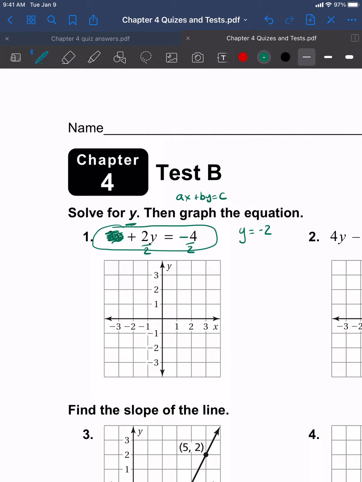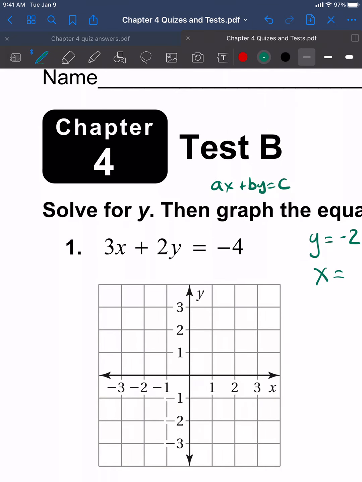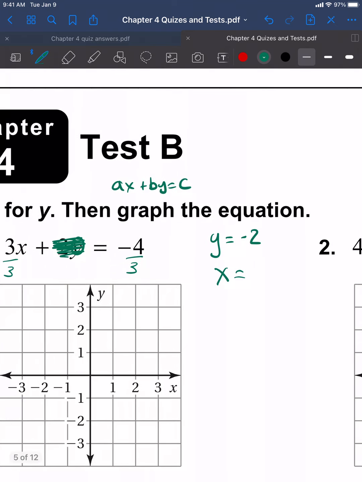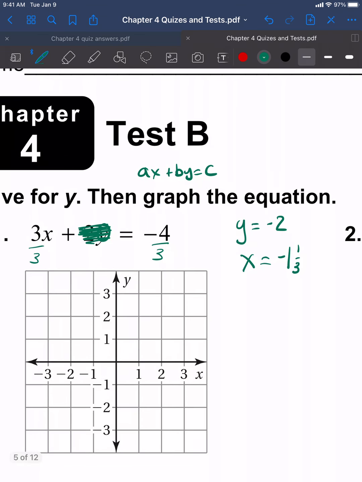Now I have to solve for x to be able to graph it. Do you agree? So even though it just wants y, I can't just get away with just doing y. I have to also graph x so that I can make a line. So now, if I want to solve for x, I need to do the opposite of what I just did, right? Plug a 0 in for y, which makes this go away. Now what? Divide by 3. Which would be -4/3, which is the same thing as -1 and 1/3? Yeah.